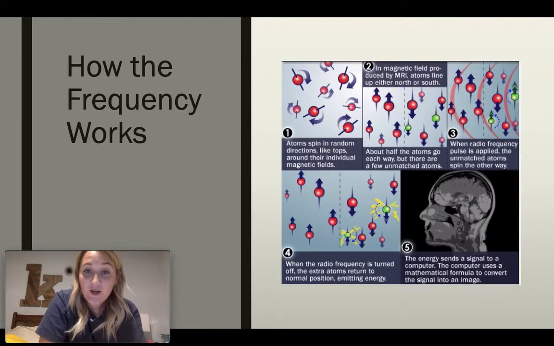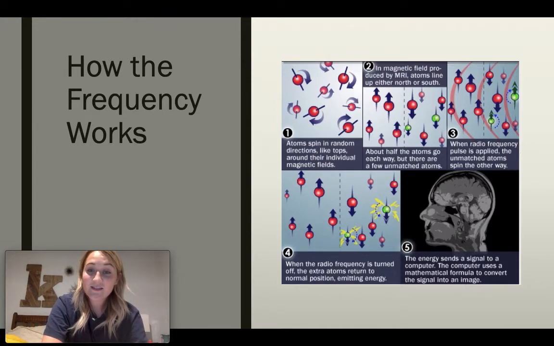How the frequency works. So atoms spin in random directions like a top around their individual magnetic fields. In the magnetic field produced by the MRI, atoms line up either north or south, like I mentioned before. About half the atoms go each way, but there are still a few unmatched atoms. When a radio frequency pulse is applied, the unmatched atoms spin the other direction. When the radio frequency is turned off, the extra atoms return to normal position and they emit energy.